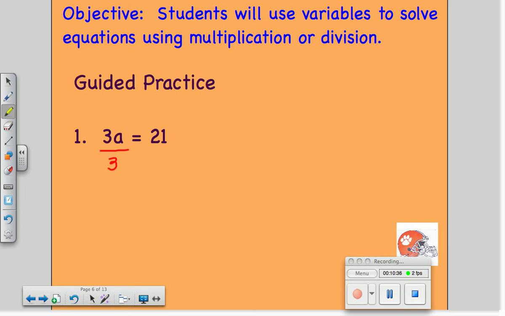If I divide by 3 on one side, then I have to divide by 3 on the other side as well. 3 divided by 3 is 1, so that's a by itself. 21 divided by 3 is 7. A equals 7. I'm saying 3 times 7 is 21. Yes, that checks out.